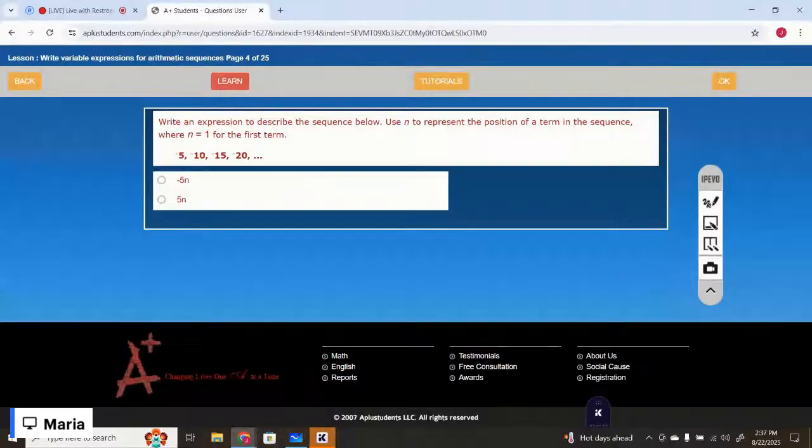Where n equals 1 for the first term, negative 5n. That is negative 5, negative 10, negative 15, and negative 20. Basically, option number 1 is the correct option. That is negative 5n.